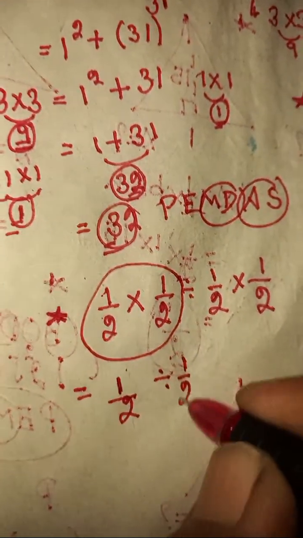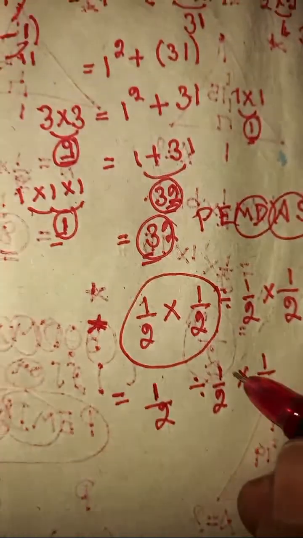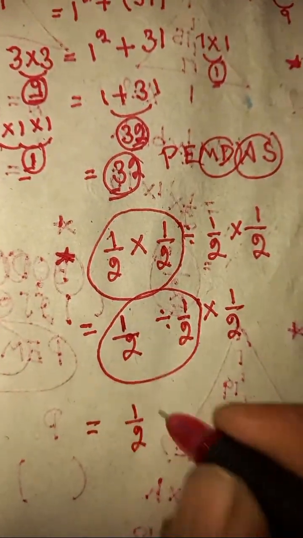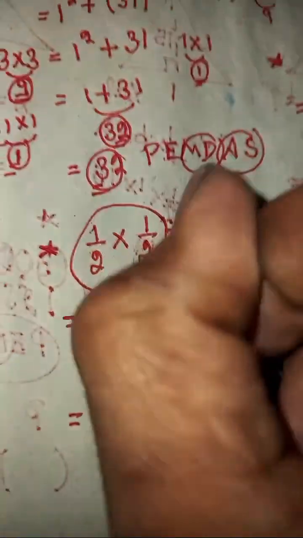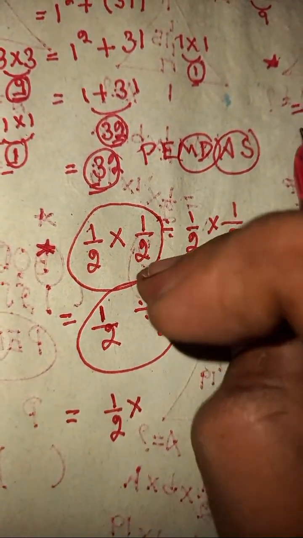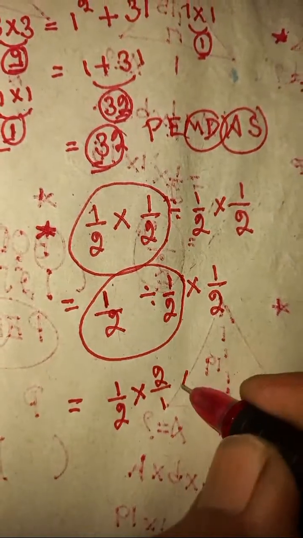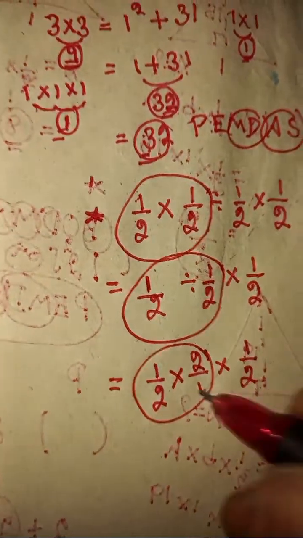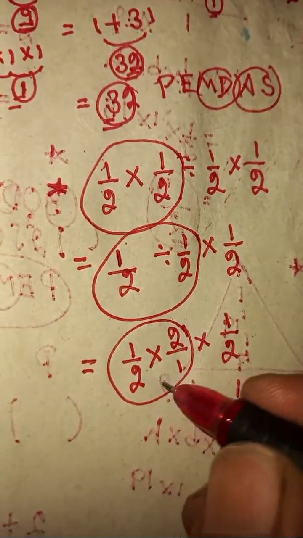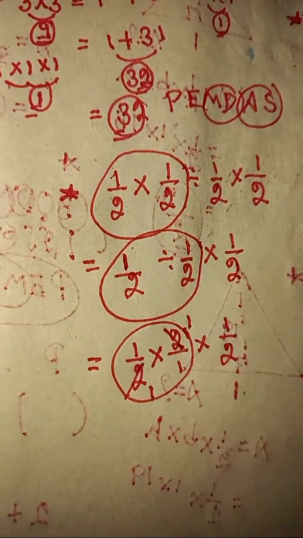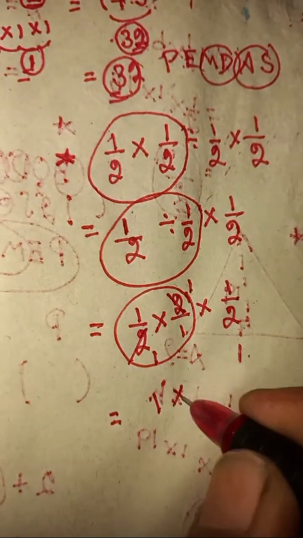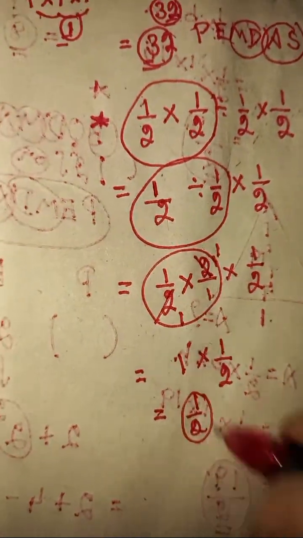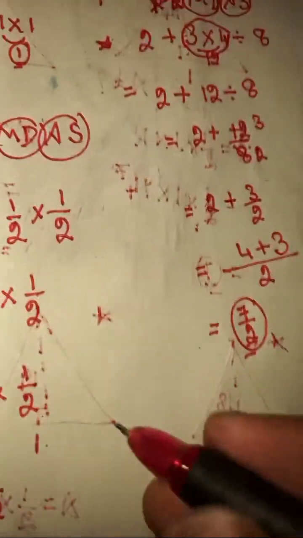And divided by half times again half. You must do these two parts. When dividing two fractions, the first fraction remains the same, but the second fraction flips upside down. 2 goes up, 1 comes down, that becomes 2 by 1 times half. Now you must do this part first: half times 2. In the denominator and numerator you can divide by 2. It remains as 1 times half. 1 times half is equal to half. That's the final answer.